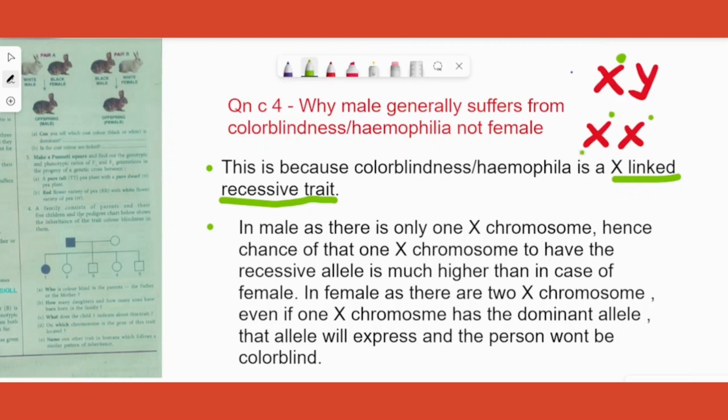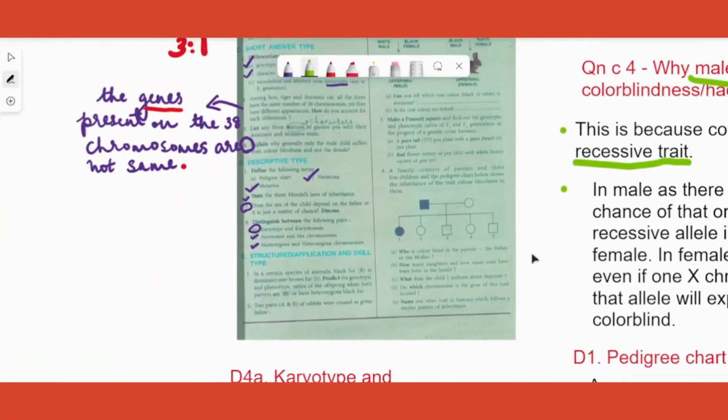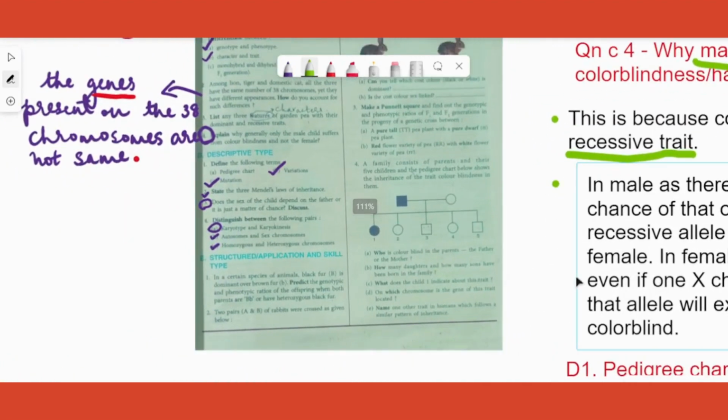A female can be colorblind or hemophilic, whichever the condition may be, only if the recessive trait is present on both X chromosomes. That is why males are more prone to these kinds of disorders, which are X-linked recessive traits. All right. I hope you're clear, and I hope you wrote down the answer as well.